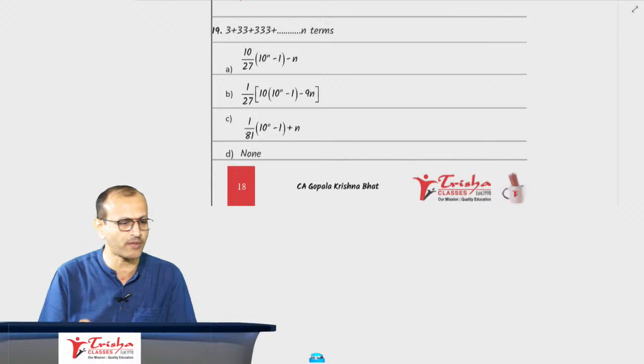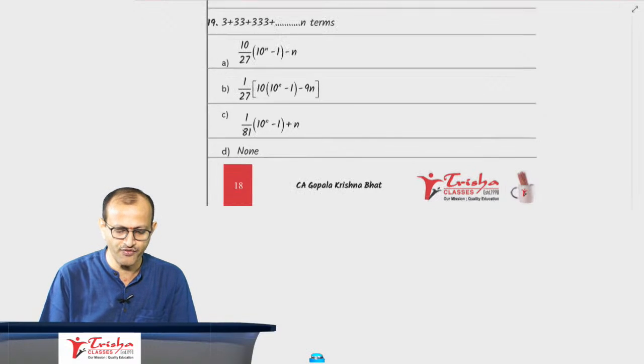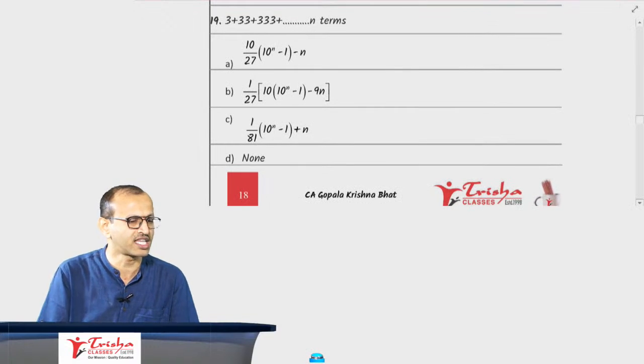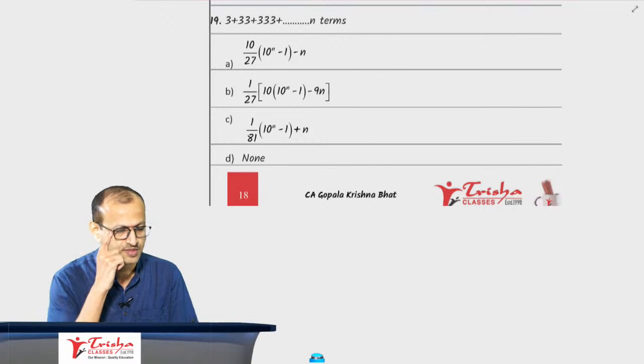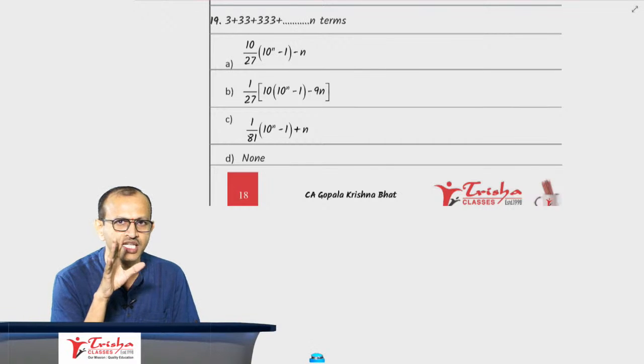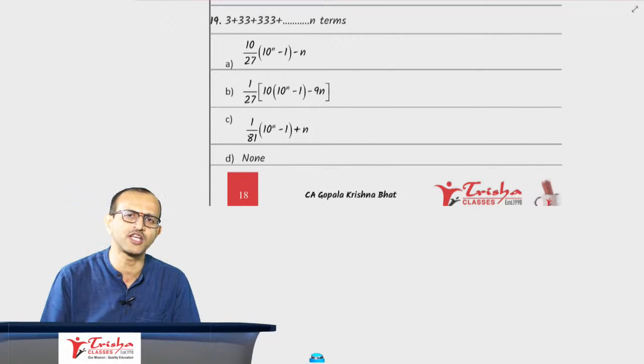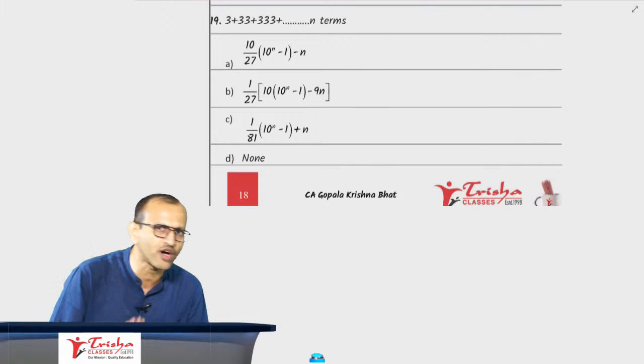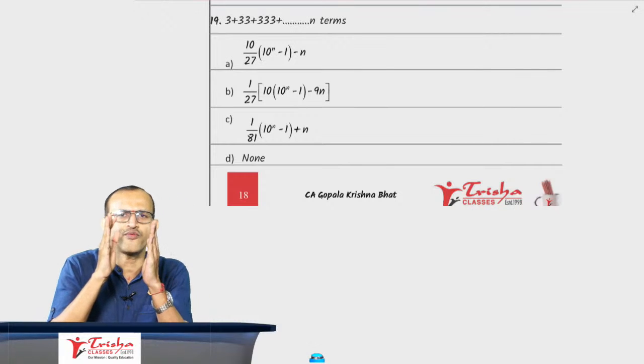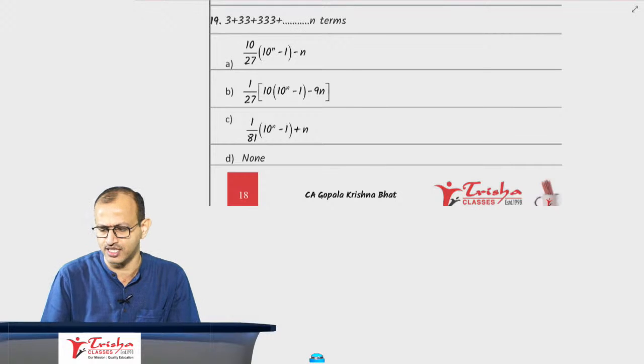Okay, this is again a problem which I will tell you how to do. All of you refer to question number 19. 3, 33, 333, dot up to n terms. Students, in the examination this kind of question is given because generally it takes more time to conclude. Is that clear to all of you? I will first show you how to work it out by method.